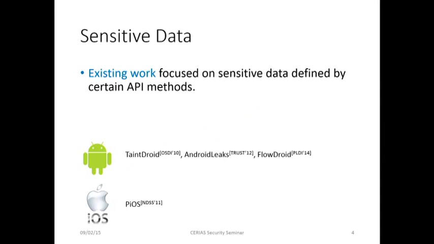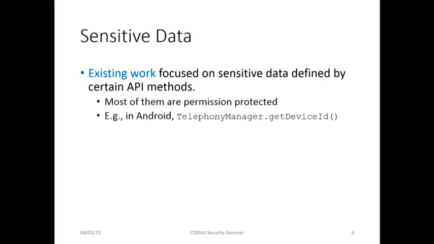And a lot of research efforts have been spent on this area, but their focus is largely on the sensitive data that are defined by certain APIs. For example, the APIs that can return the phone's identifier or return the phone's current location. And most of this data are permission protected.